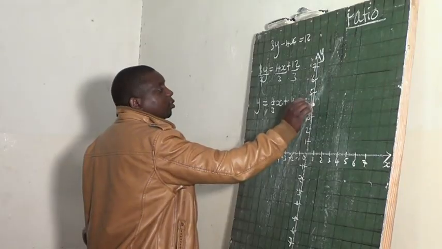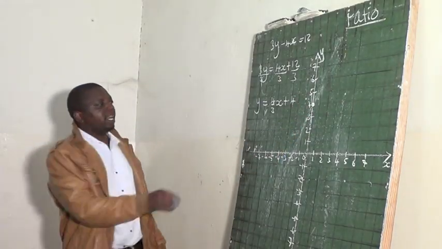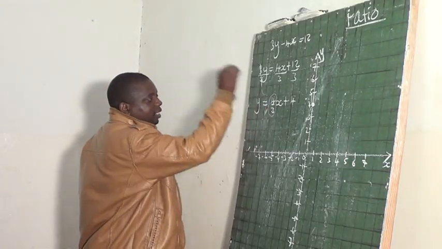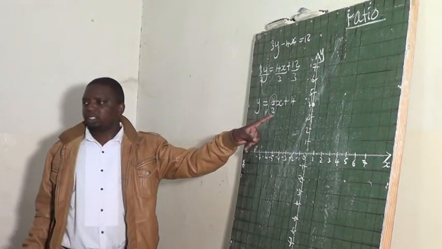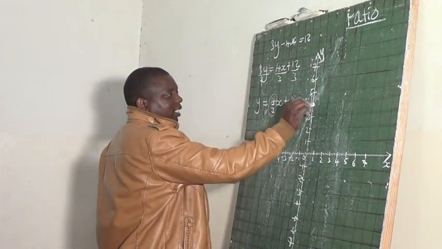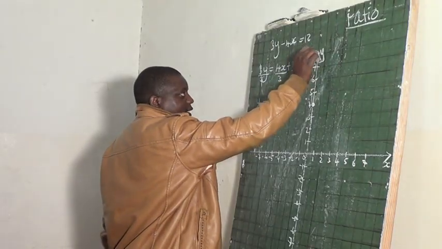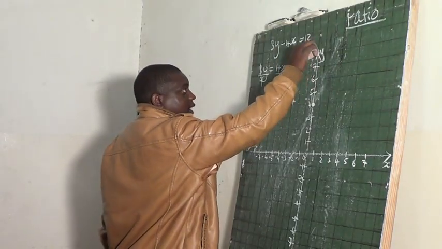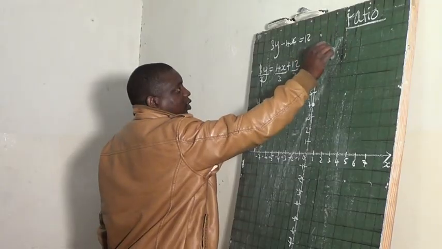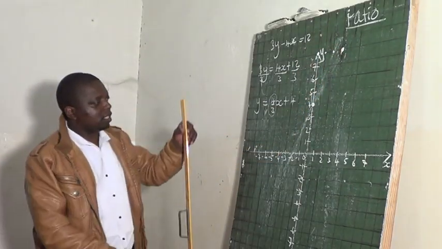The gradient is 4 over 3. So we go to 4, the y-intercept, and the gradient is the coefficient of x, which is 4 over 3. Counting from the y-intercept, we go 1, 2, 3, 4 vertically, over 1, 2, 3 horizontally.